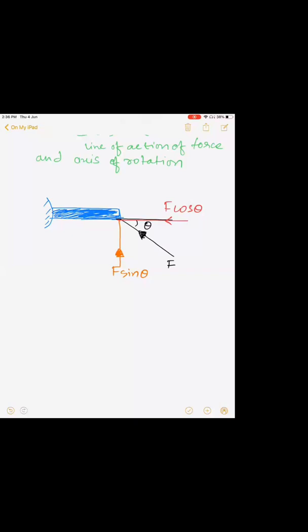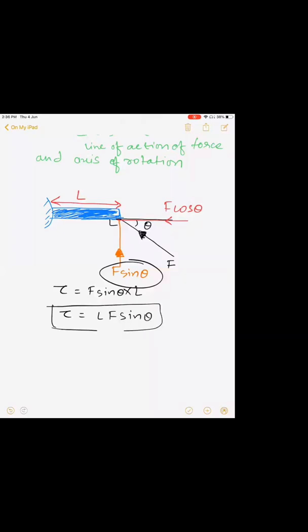Now tell me, which component will make the rod rotate? Correct. F sine theta can rotate the rod. That's why now we will write torque is equal to F cos theta or F sine theta? F sine theta, because F sine theta is rotating the rod, into L. From here we got torque is equal to L into F sine theta. Okay, now let's see the vector form of this.